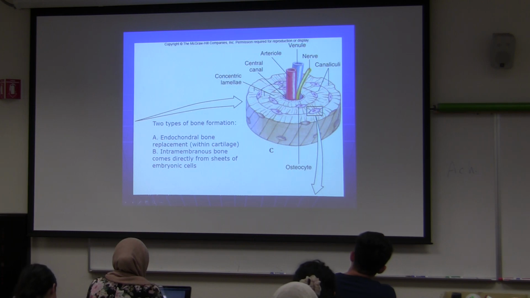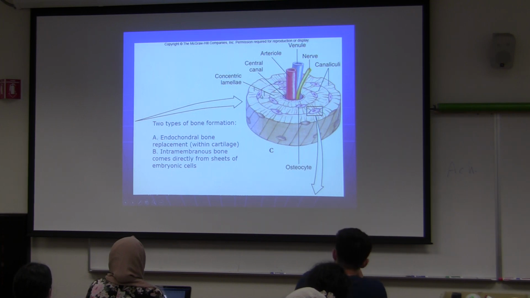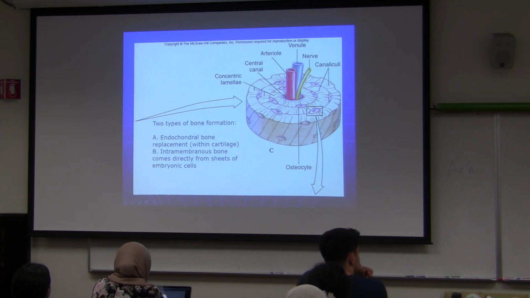Food and nutrients come in through canaliculi because this is all packed with calcium and phosphorus. They're not simple squamous epithelial tissue that food and nutrients can pass by. So this is the only way that food and nutrients can go from one osteocyte to the next. And then all of the waste material goes back through canaliculi to venules and to the rest of the body.